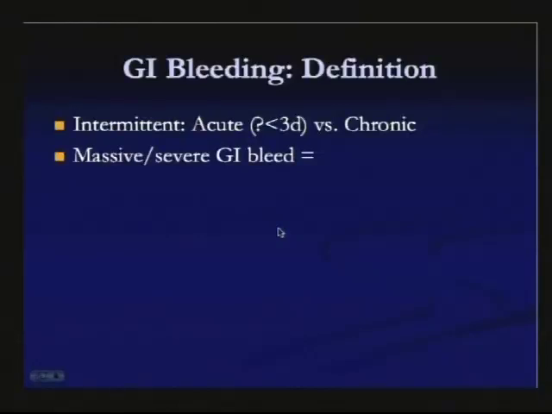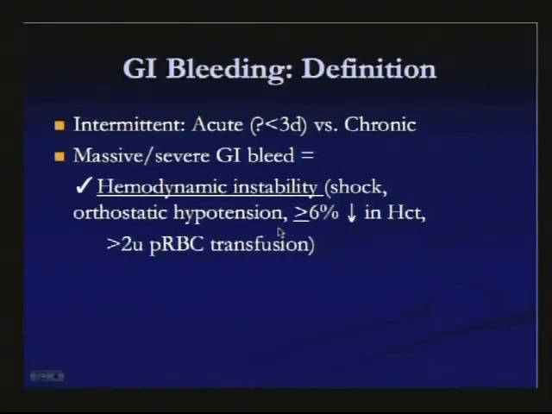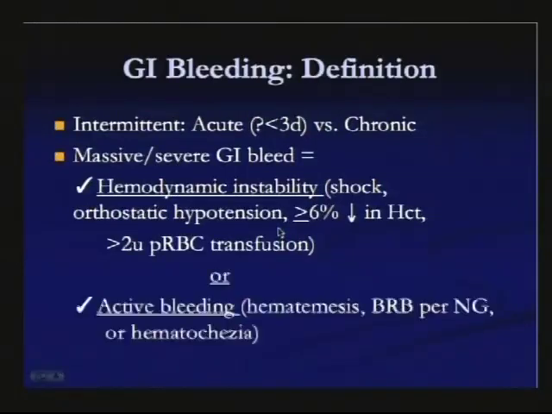Now, other definitions of GI bleed: acute, less than 3 days; chronic, usually presents with anemia; massive GI bleed, and the way we define it is shock, orthostatic hypotension, 6% drop in hematocrit, or requiring 2 units of packed RBC transfusion, or you see that the patient is actively bleeding.